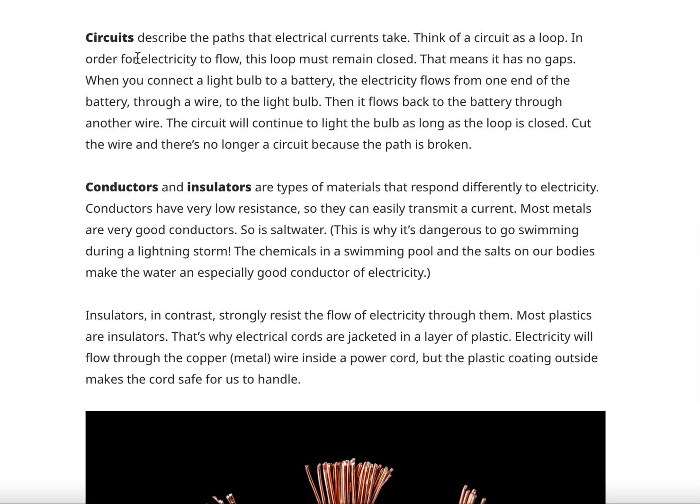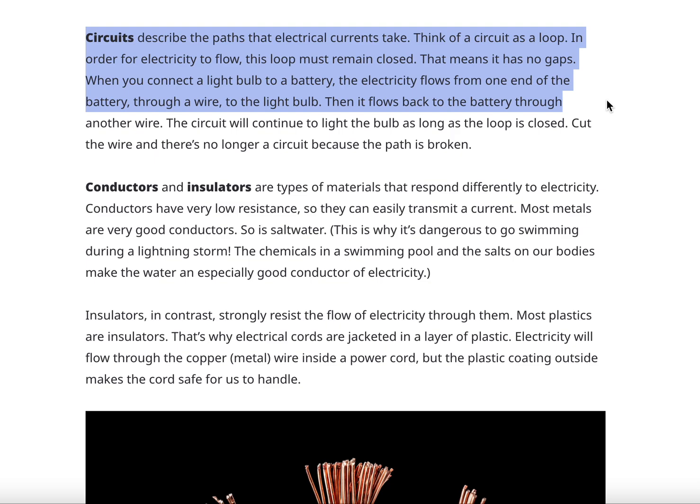Circuits. These are described as paths that electrical currents take. Think of a circuit as a loop. In order for the electricity to flow, this loop must remain closed. That means it has no gaps. When you connect a light bulb to a battery, the electricity flows from one end of the battery through a wire to the light bulb. Then it flows back to the battery through another wire. The circuit will continue to light the bulb as long as the loop is closed. Cut the wire, and there's no longer a circuit because the path is broken.